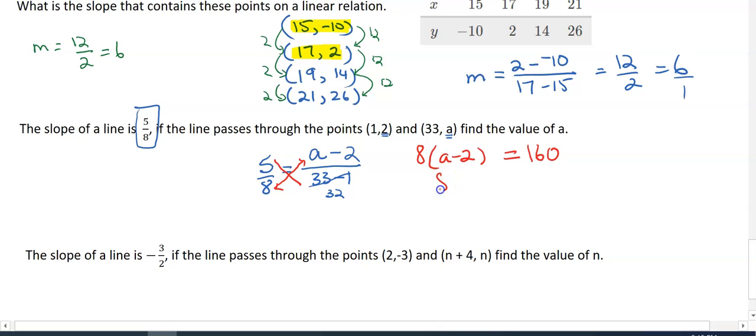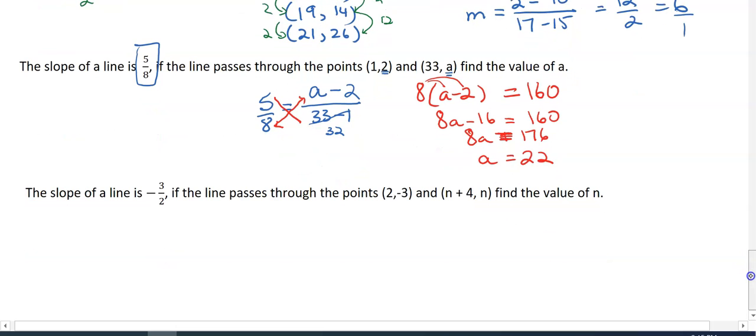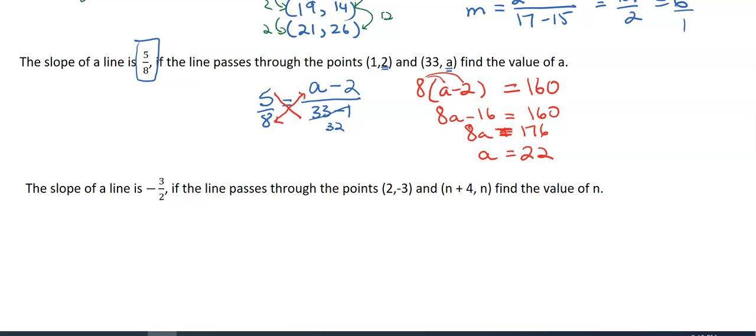And then we'll use our algebra skills. I can divide both sides by 8 first, or I could use my distributive law. Add 16 to both sides. Divide, whoops, that's supposed to be an equal sign. Divide both sides by 8. And you now know a is 22. So all we're doing is we're using our formula for slope, plugging everything in, and then using algebra to solve. So I can do the same thing here.